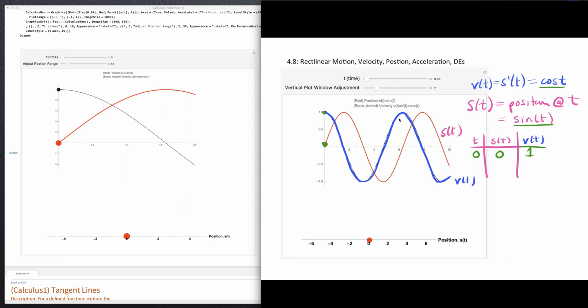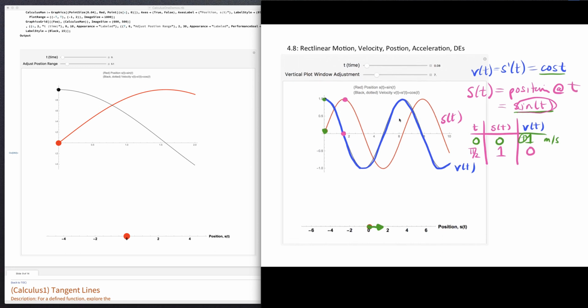Now the fact that the velocity is a positive number indicates that at this particular position, at position 0, our object is going to be moving to the right at, say, 1 meter per second or something. Now, as time moves on, let's say time gets to pi over 2 seconds. The sine at pi over 2 is equal to 1. Here we are. Sine of pi over 2 is equal to 1, and the velocity, cosine of pi over 2, is equal to 0 right here.